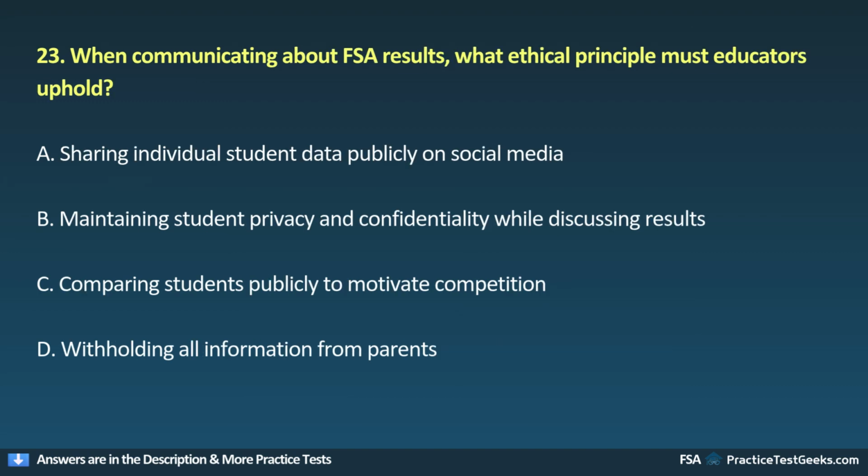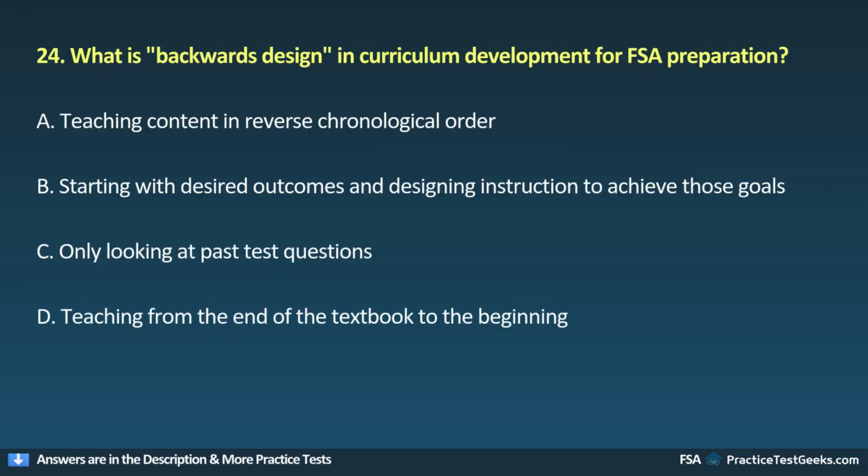23. When communicating about FSA results, what ethical principle must educators uphold? A. Sharing individual student data publicly on social media. B. Maintaining student privacy and confidentiality while discussing results. C. Comparing students publicly to motivate competition. D. Withholding all information from parents.